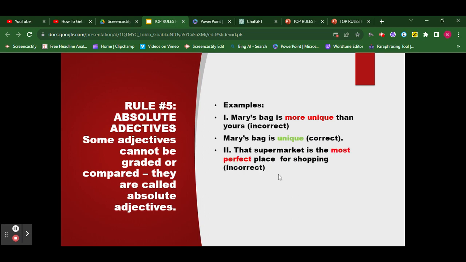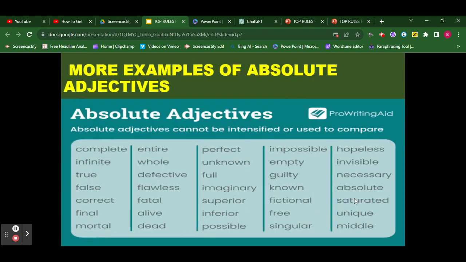Let's look at other examples. That supermarket is the most perfect place for shopping. When you say most perfect, it is incorrect because the word perfect is an absolute adjective and doesn't need to be compared. So the correct thing is to say that supermarket is the perfect place for shopping. Absolute adjectives do not need to be compared. And we have a number of examples, as you can see here.